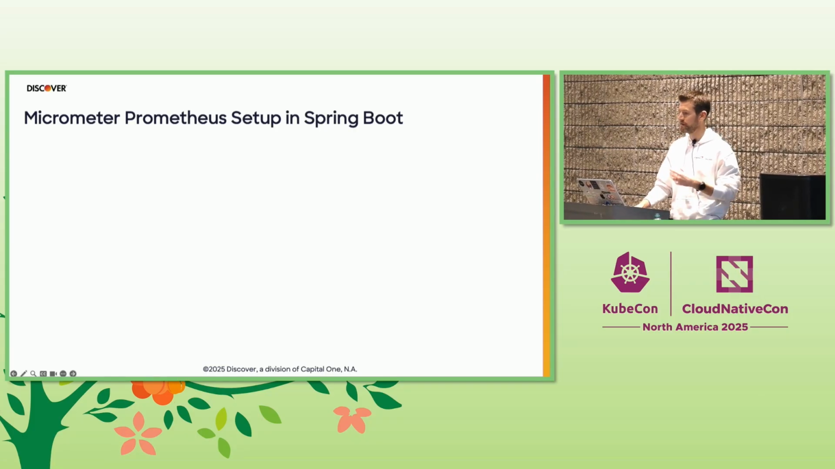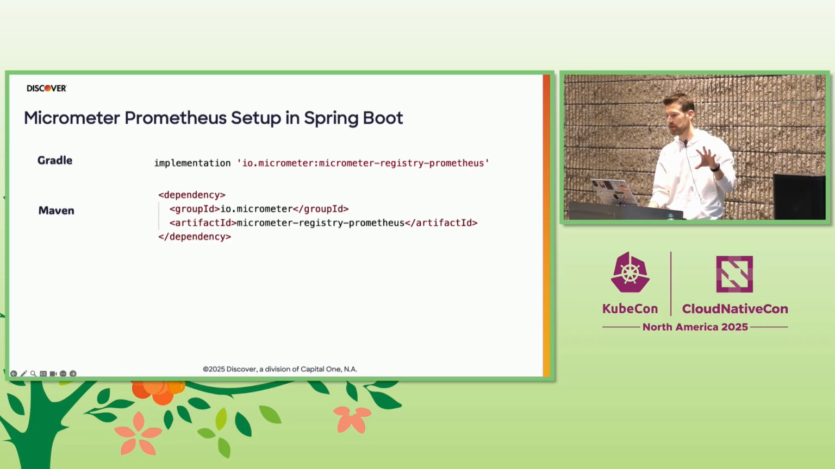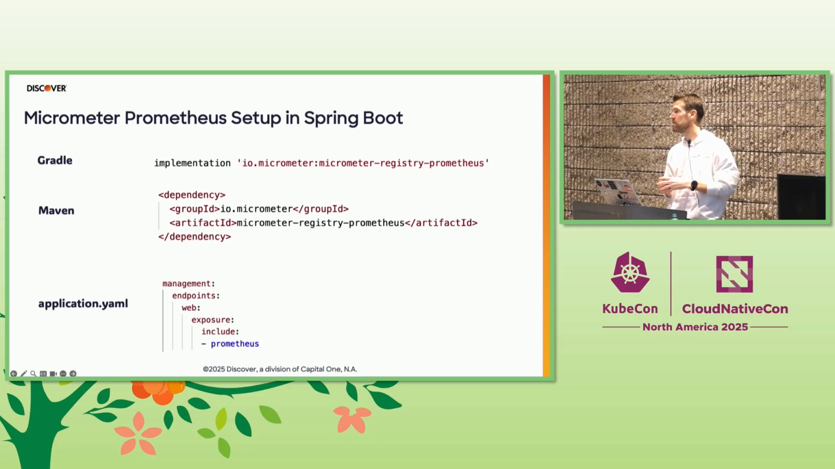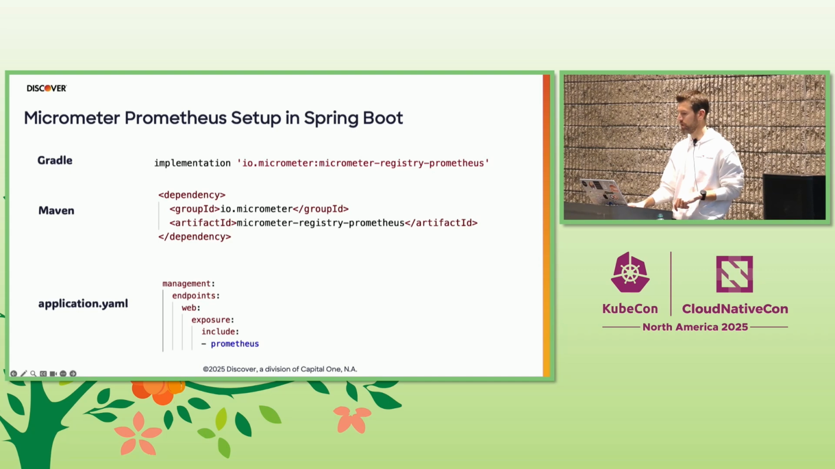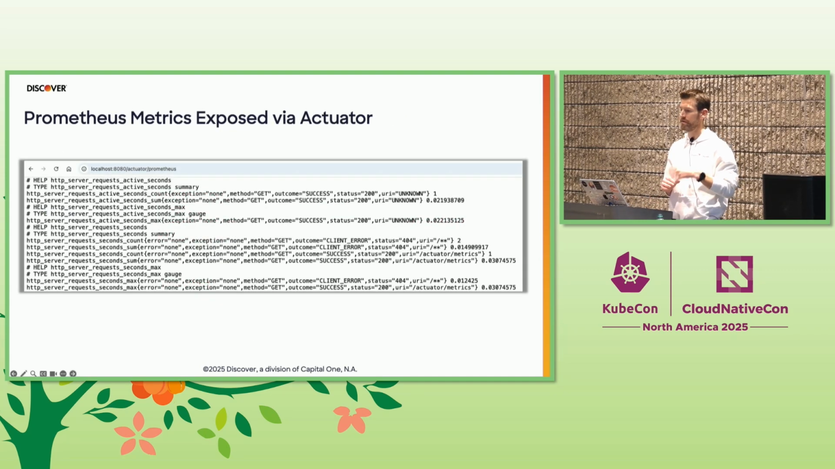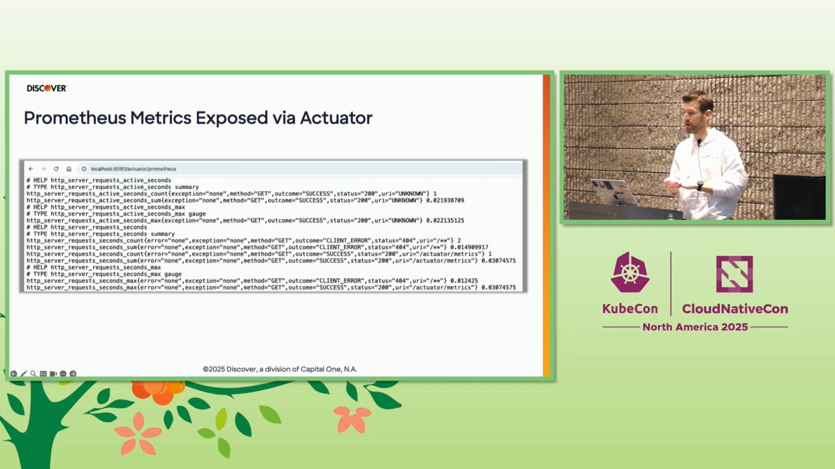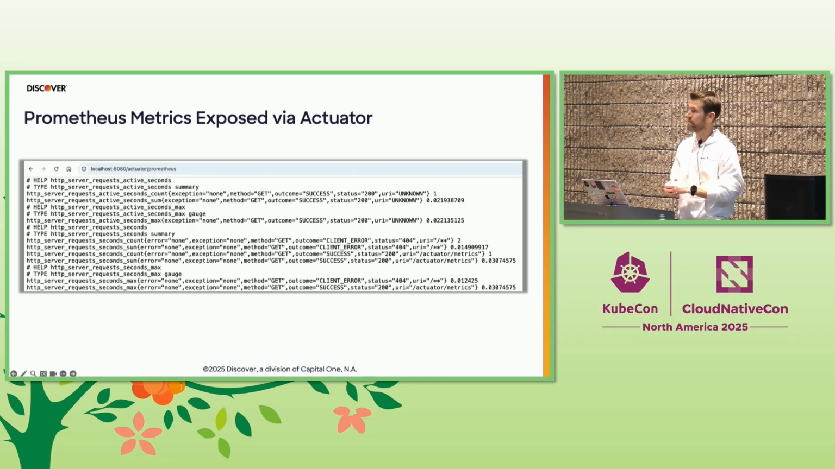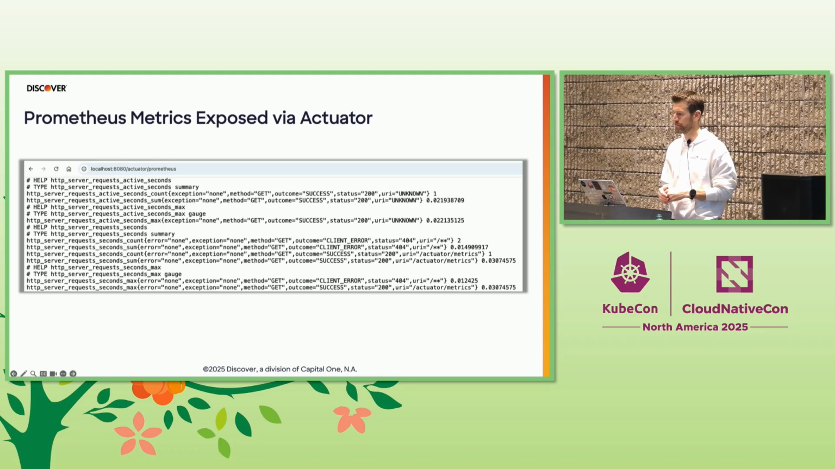So in Spring Boot, again, this is really easy to do. Whether you're using Gradle or Maven, just add a single dependency here. And then in your application config, you just need to expose this Prometheus endpoint. And then once you do that, you'll see the /actuator/prometheus endpoint will expose metrics in a format that is understood by Prometheus. Prometheus expects the metrics to be essentially the name of the metric, and then in curly braces, you have optional tags, and then the metric value afterwards.